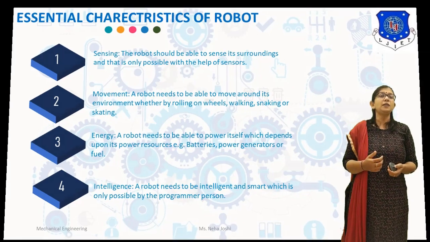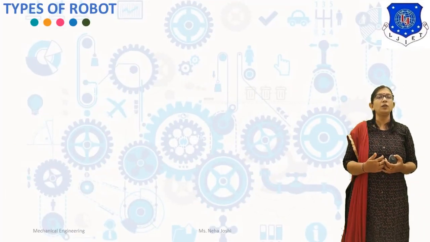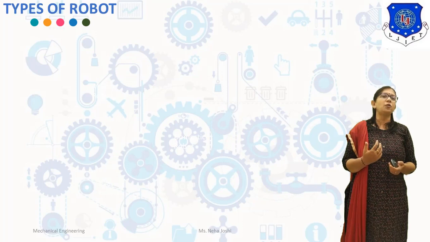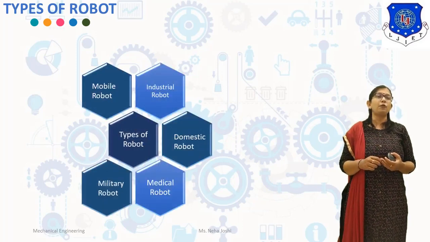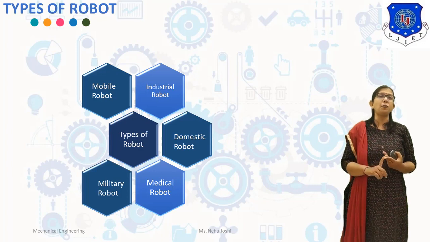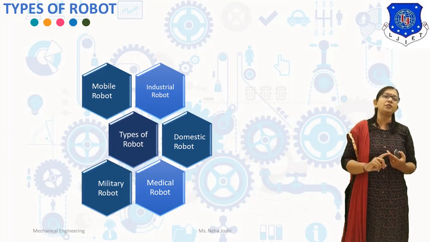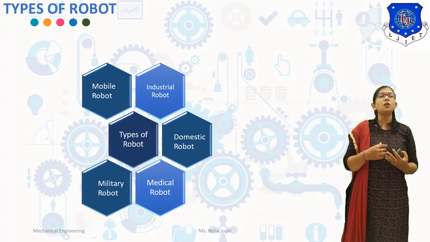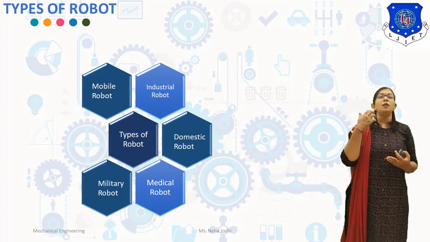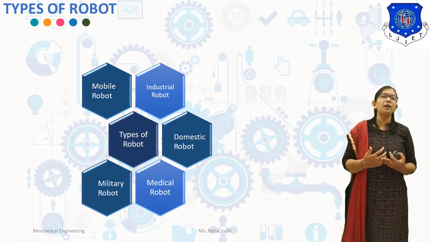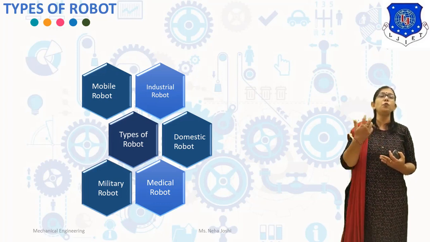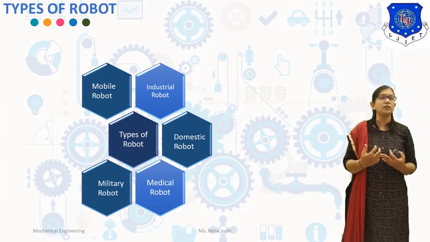Next we will discuss the types of robots. Now there are various kinds of robots. Generally there are 5 kinds of robots. First one is mobile robot, then industrial robot, then domestic or household robot, medical robots and military robots. Now mobile robots are able to move around in their environment and not fixed to one physical location.